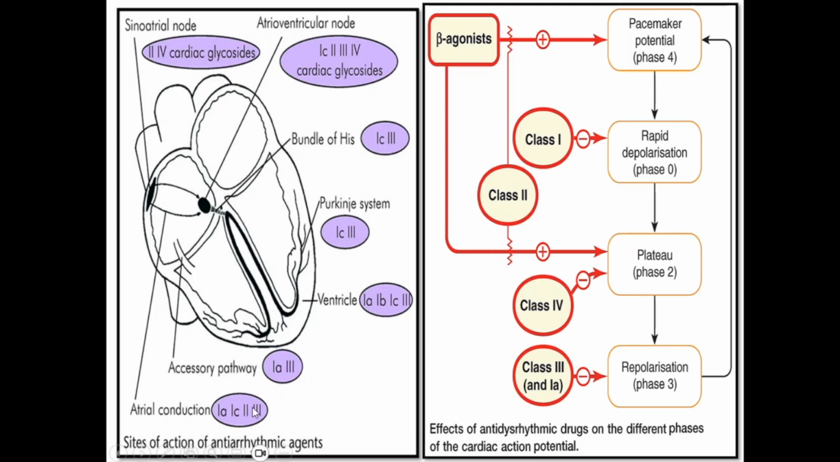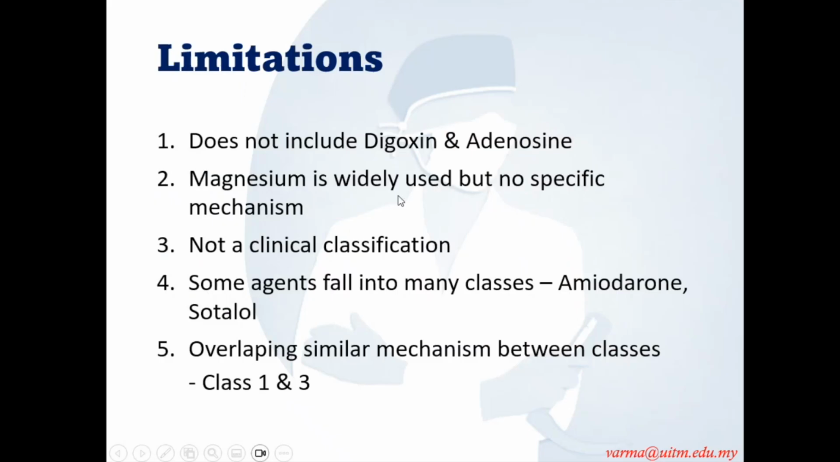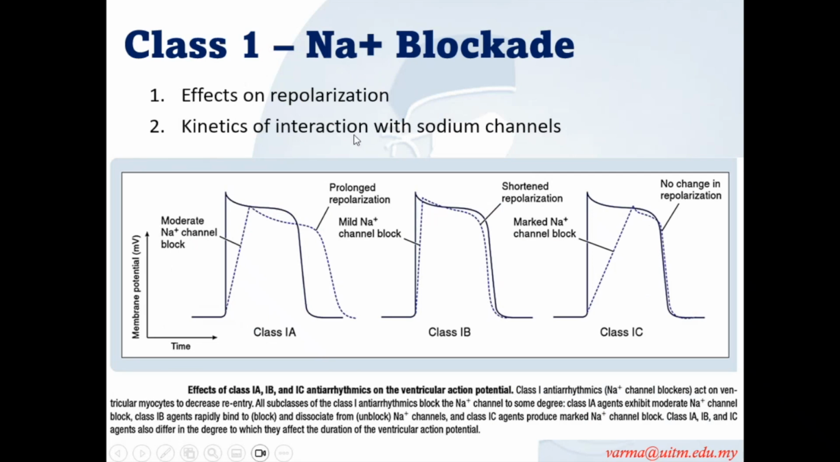Whereas your class 1 and class 3 work at the conduction pathway. They work at the AV node. They also work at the Purkinje fibers and bundle of His. To understand antiarrhythmics clearly, you have to correlate the anatomy to the electrical activity of the heart. Okay, we have gone through this. Now, very quickly, how each of the classes work.